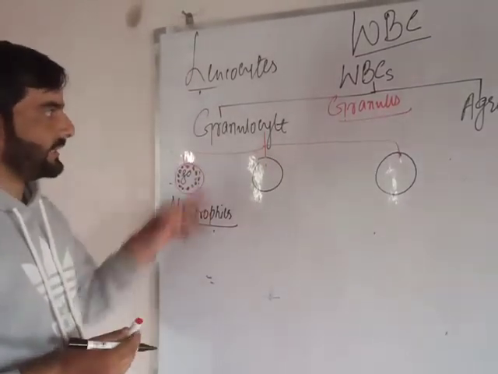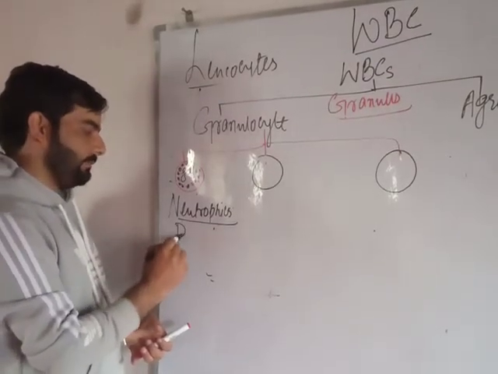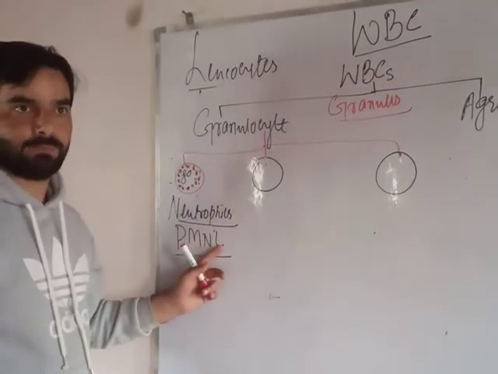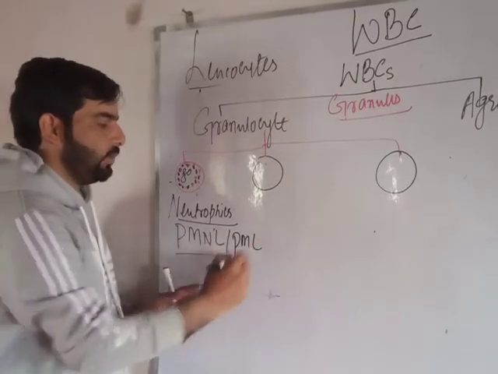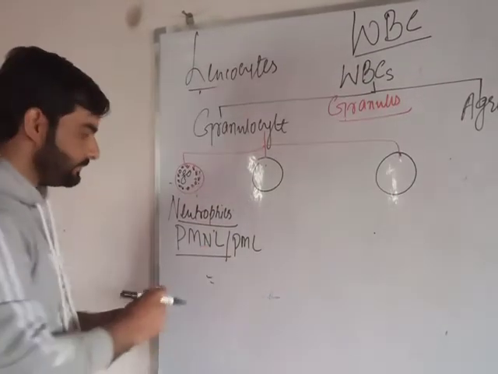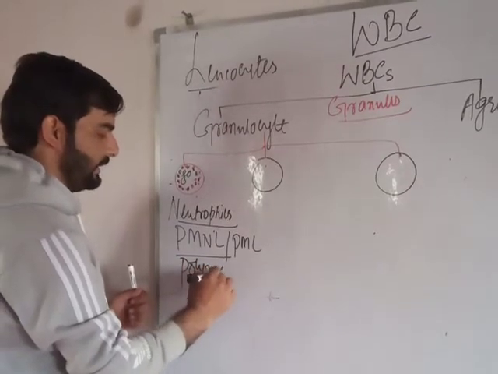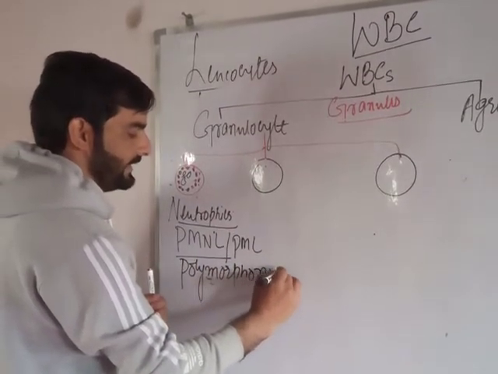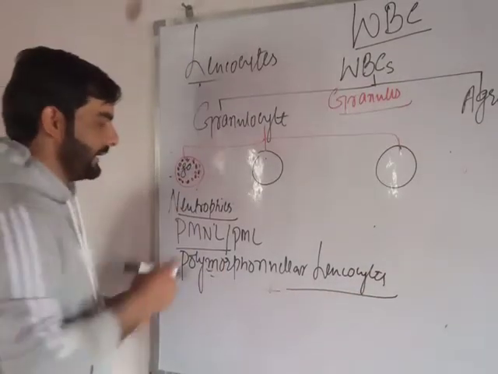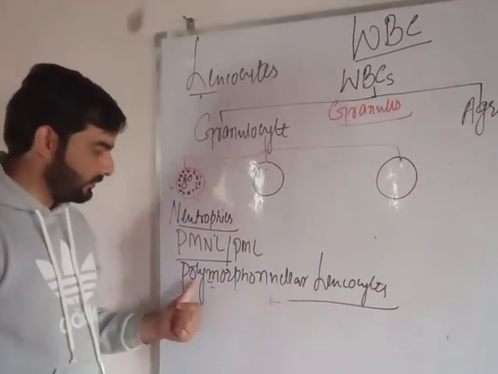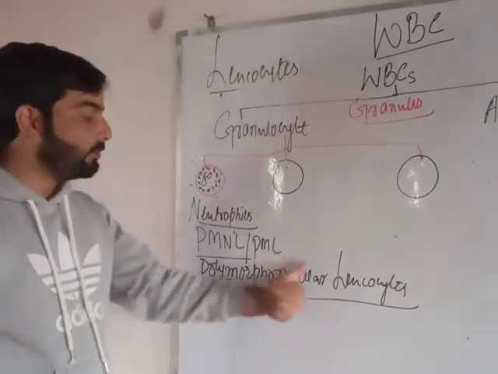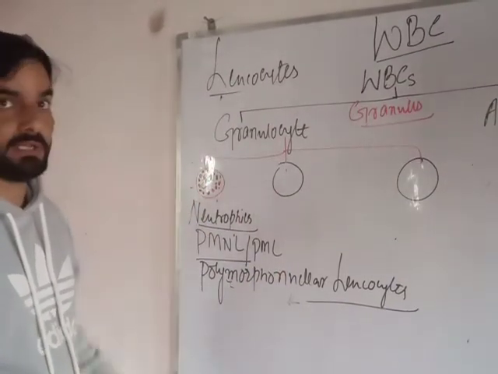These granulocytes, we also call them PMNL, polymorphonuclear leucocytes, or simply PML. Polymorphonuclear refers to their nucleus. Particularly, this term we use for the neutrophil because polymorph means many shapes of the nucleus. Polymorphonuclear leucocytes. They have this multilobed nucleus here.